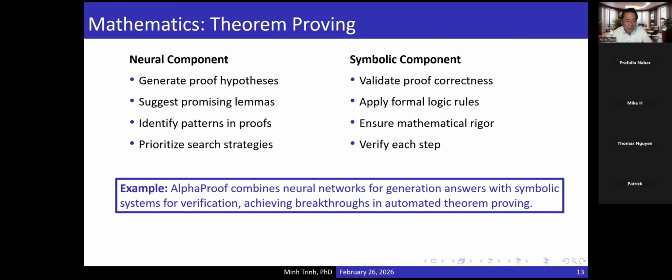Okay. So we are going to go over AlphaProof, which combines neural networks to generate answers with a symbolic system for verification. The symbolic system is based on Lean. Okay.